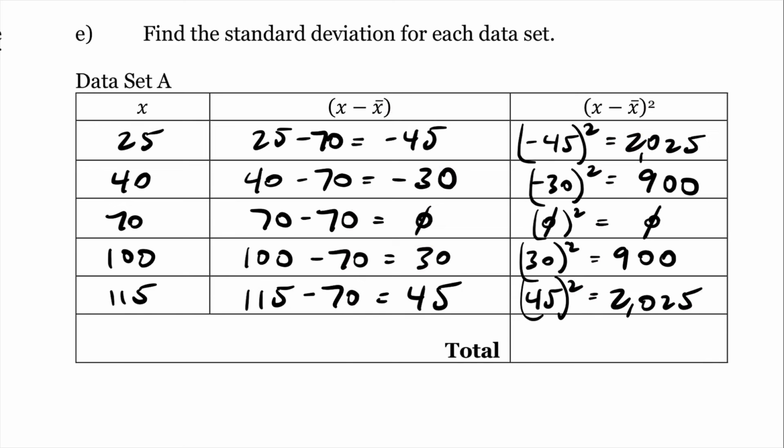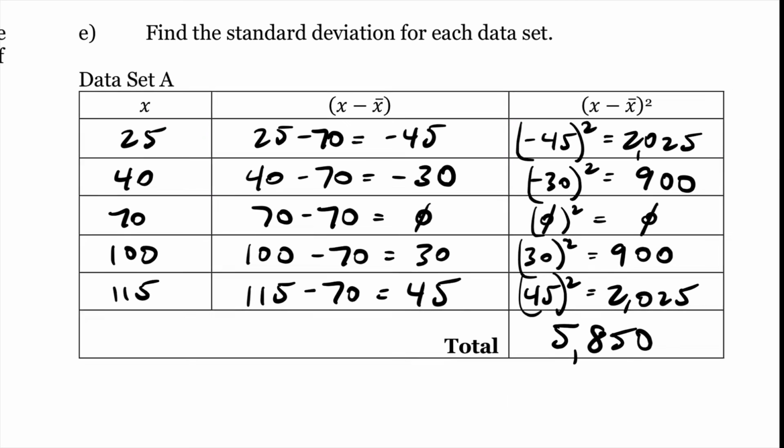Okay, so next step, add them all up. Let's add them all up, and what do we get? Big number. I think it's 5,000 something. It's 5,800. Is it 25? Oh wait, no, it's 50. 5,850. Pretty big number.